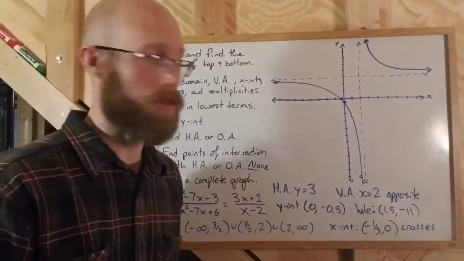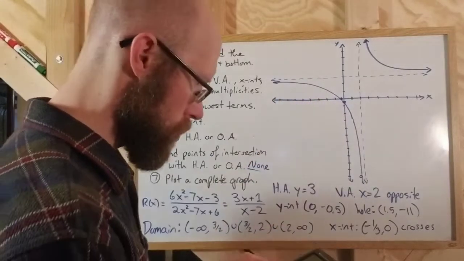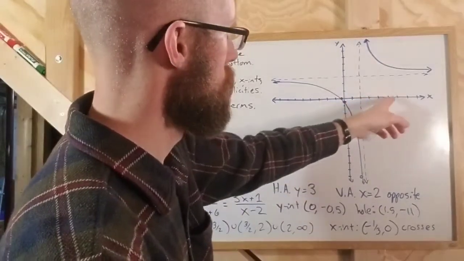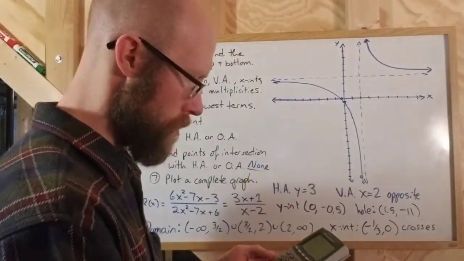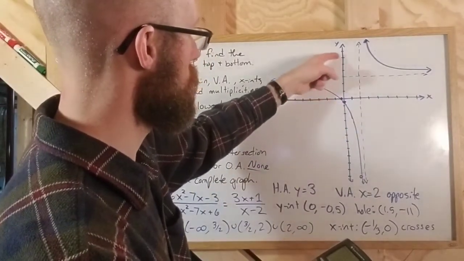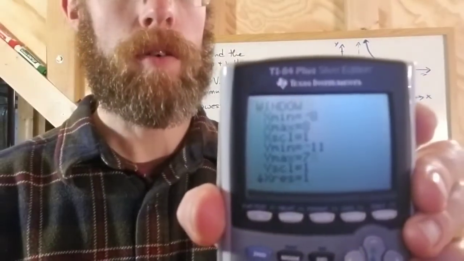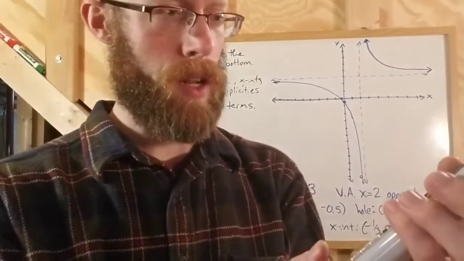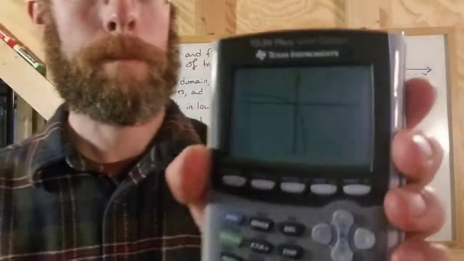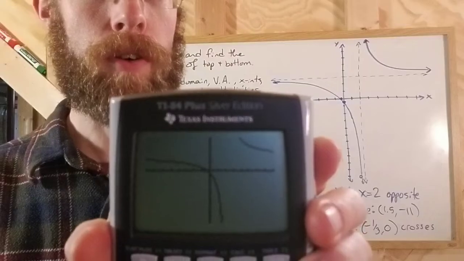So I'm going to go in the x direction. I think this was 8. 1, 2, 3, 4, 5, 6, 7, 8. So -8 to 8. Yep. And then we went -11 up to 7. Okay, so I've got that window. And I hit graph. Okay, and you can see that looks pretty good.